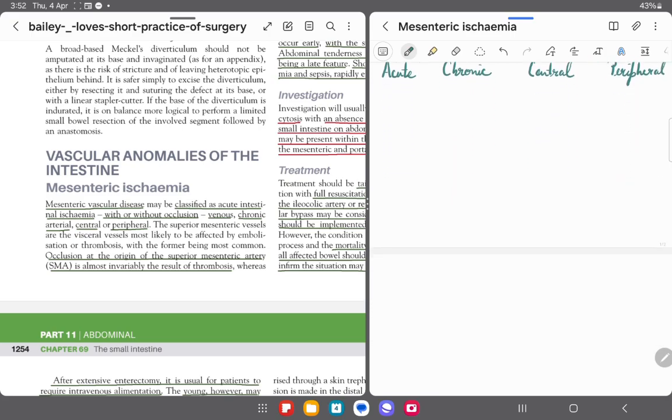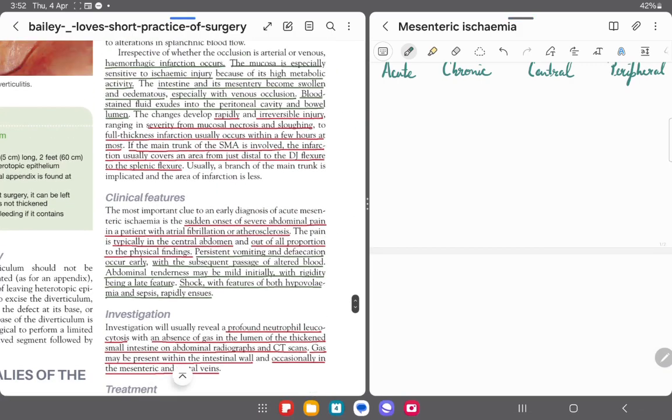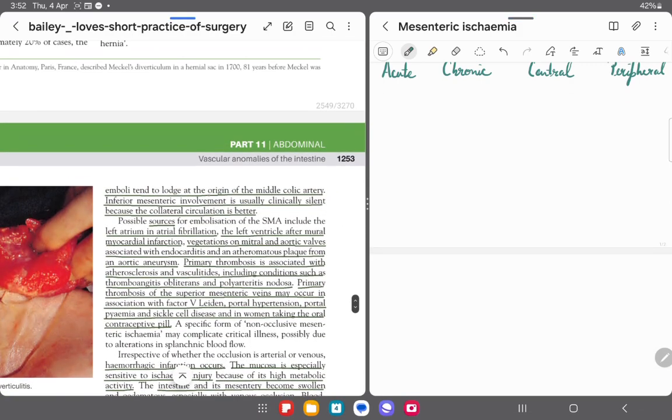So the superior mesenteric vessels are the visceral vessels most likely to be affected by embolization or thrombosis, with the former being most common. So embolization is more common than thrombosis. Occlusion at the origin of superior mesenteric artery is almost invariably the result of thrombosis, whereas emboli tend to lodge at the origin of the middle colic artery.